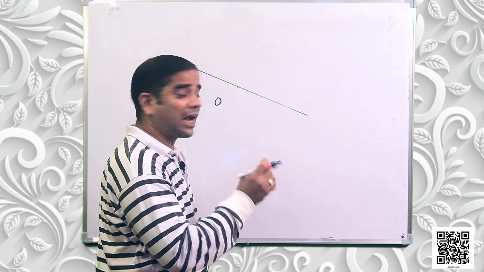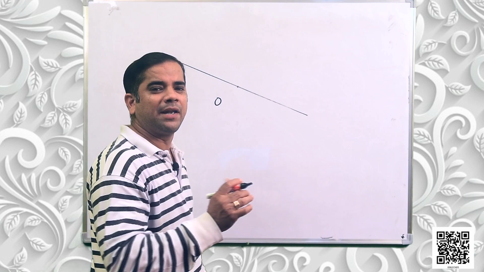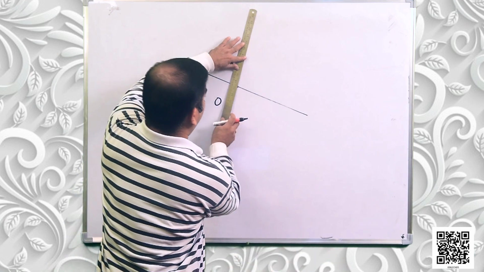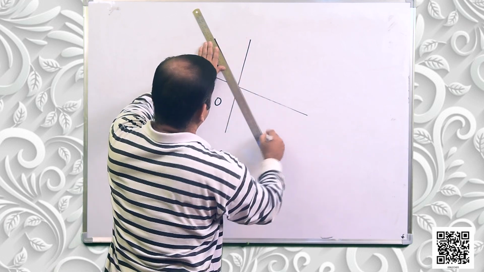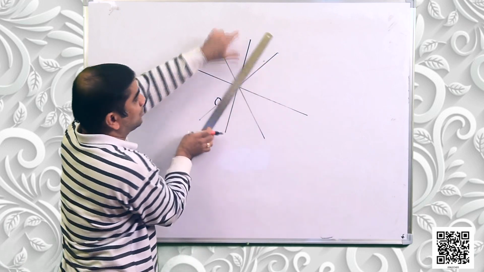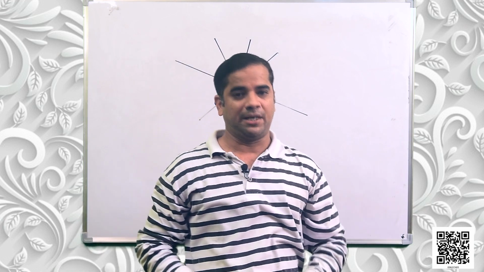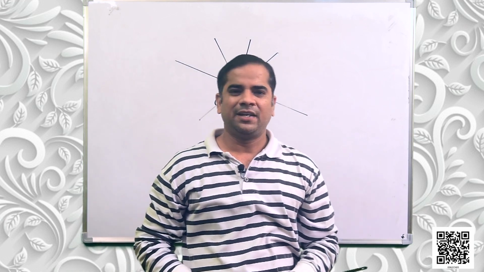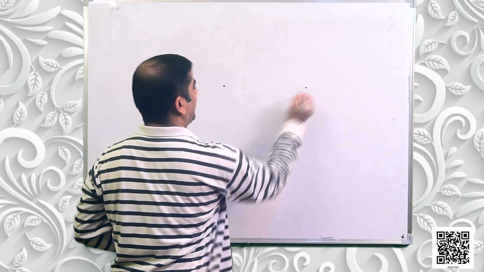But it's not true that only this line is passing through the point O. We can have multiple lines which can pass through this point like this. We can have n number of lines passing through point O. So the statement that is given, only one line can pass through a single point, is false. Next bit is there are an infinite number of lines which pass through two distinct points. We have 2 points, suppose P and Q.